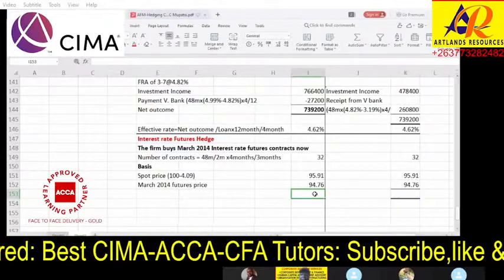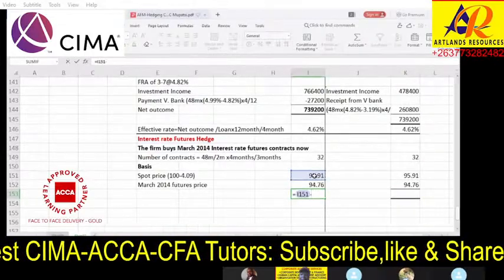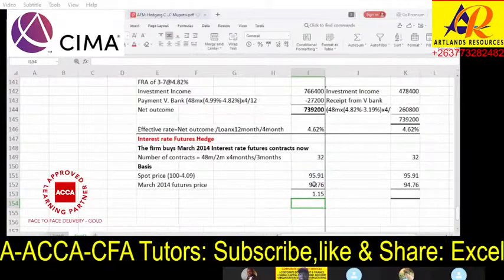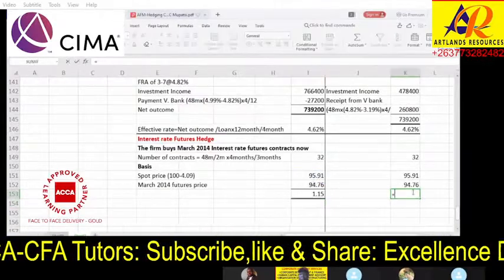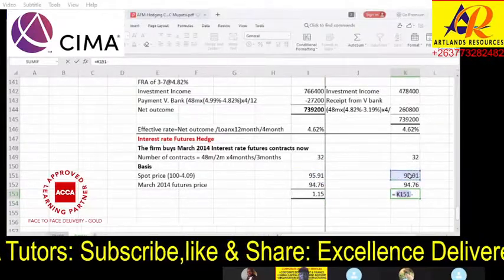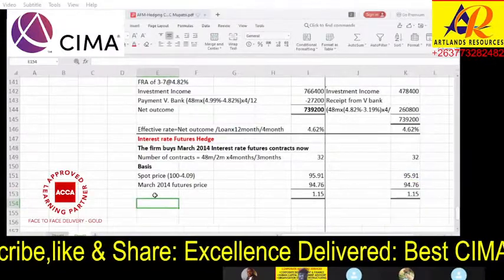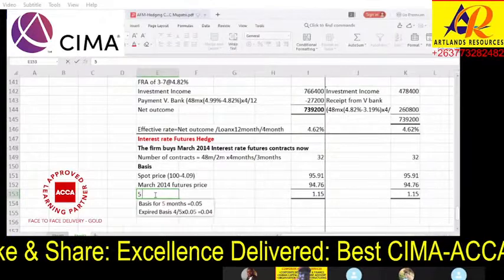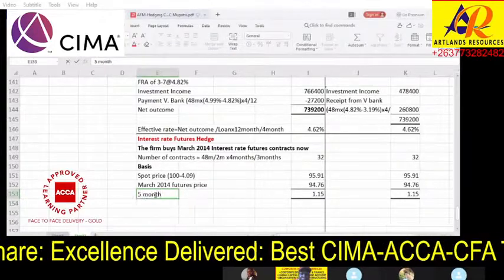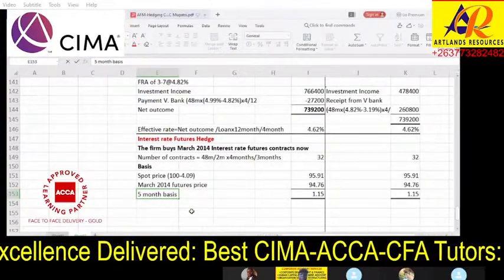So you are going to say equals this here minus this. There you go. Here you say it's the same, equals this minus this. There you go. And then you say, so this is 5-month basis. Are you not seeing we are doing the same way we were doing it there with current futures?